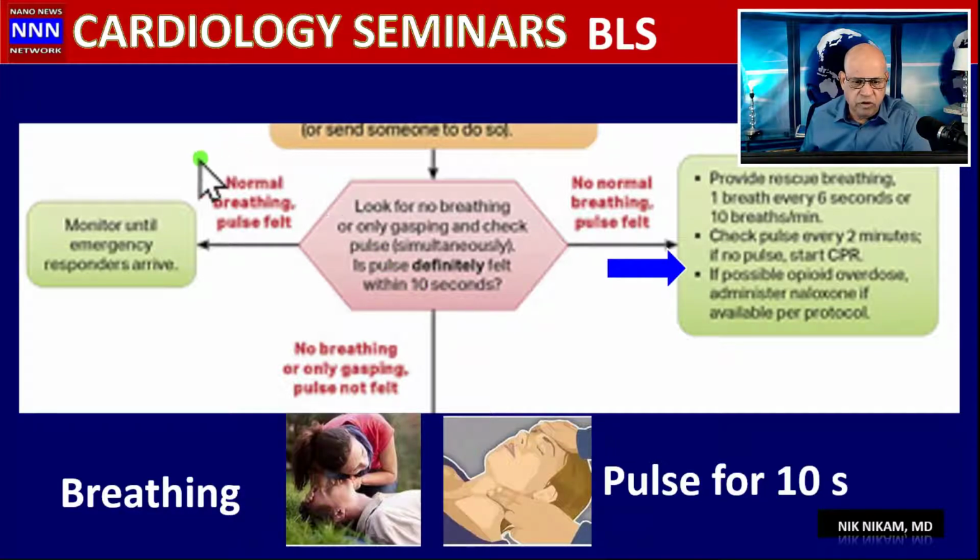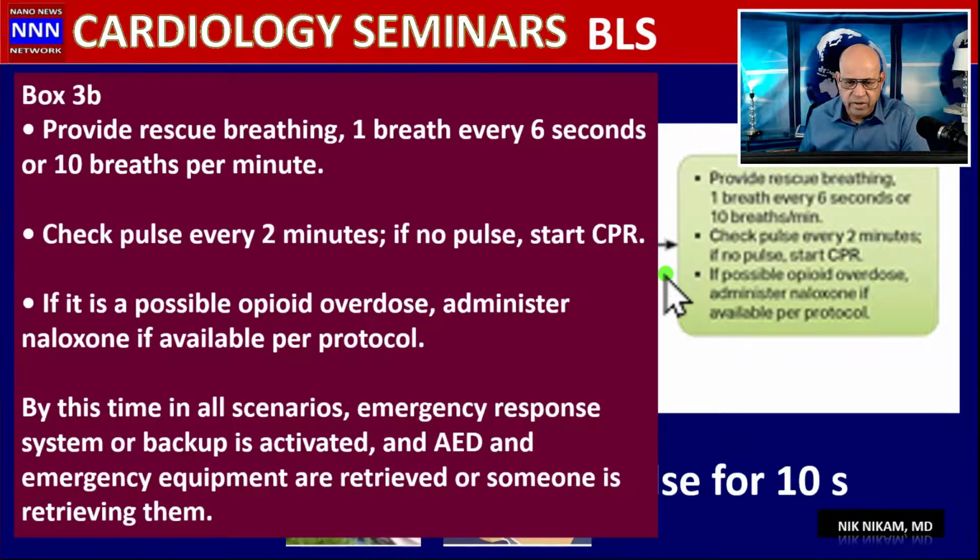If the person has normal breathing and you can feel a good pulse, maybe this is not cardiogenic syncope, you monitor this patient and transport them to the emergency room. On the other hand, the patient is not having normal breathing, but you can feel the pulse. It could be a respiratory arrest. And in that situation, we're going to come to this box and see what we need to do. All right. Here is what we need to do. Provide rescue breathing. 1 breath every 6 seconds or 10 breaths per minute.